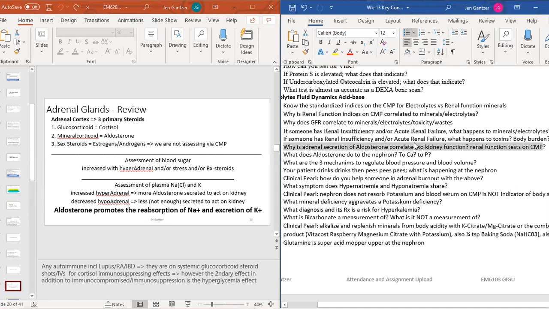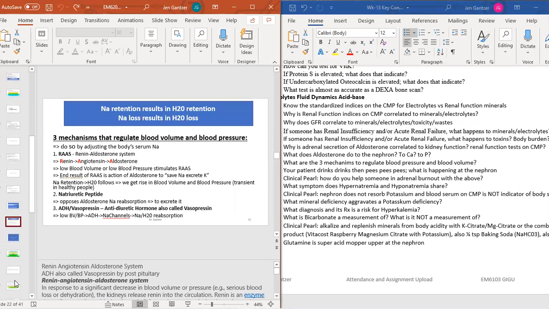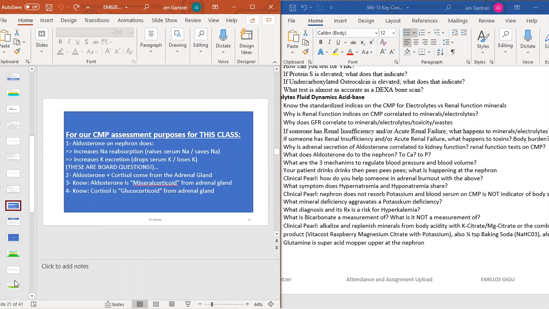So if you have a drop in blood volume, think about dehydration. Dehydration pulls fluid out of the cell, shrinking the cells, and it also raises the solute concentrations, and then it stimulates RAS, and then we're going to secrete aldosterone. It increases how much sodium we resorb. Now, simultaneously, when we activate aldosterone to save sodium, we increase the excretion rate of potassium.